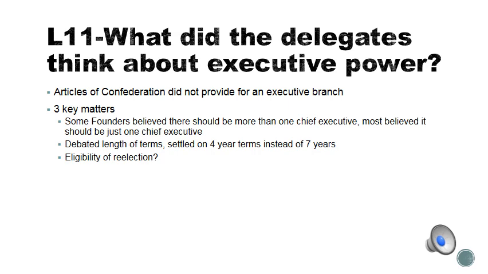And they're going to debate the length of terms. They are going to settle on 4-year terms. There were some delegates at the Constitutional Convention that proposed a 7-year term, but they wanted to make sure that these presidents could be evaluated every 4 years. The idea was called continuous elections or mini elections, things of that nature, just so that the people could reevaluate the president after every 4 years or so. But the big question is going to be eligibility of re-election.